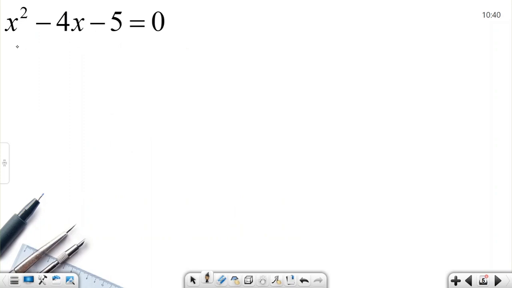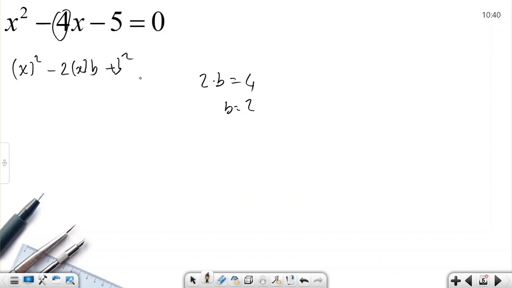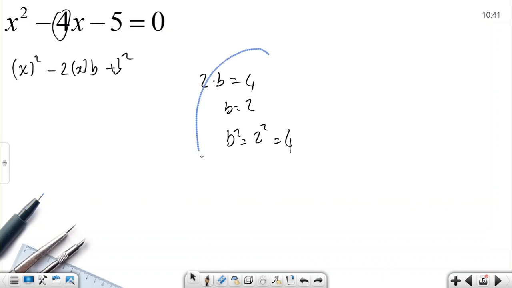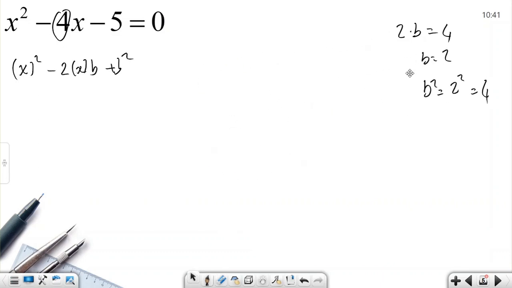Let's see another question. This is again x squared. The first value is x squared minus 2 times x times b plus b squared. So let's check. 2 times b is equal to 4. So b equals 2. Now I find the value of b, and I need b squared, which is equal to 2 squared. So b squared equals 4. I will keep this part in my mind. Let's put it here.